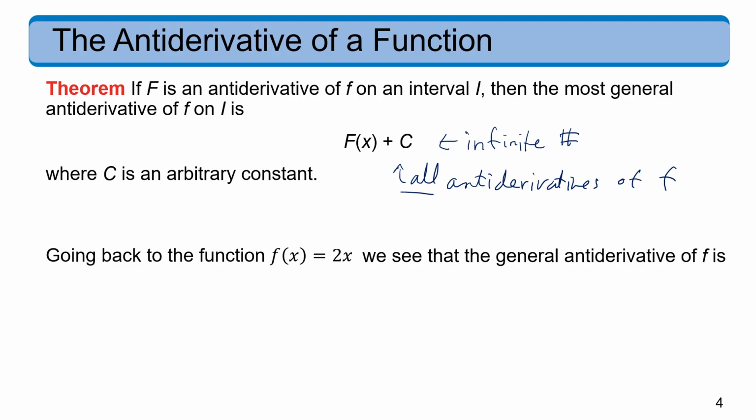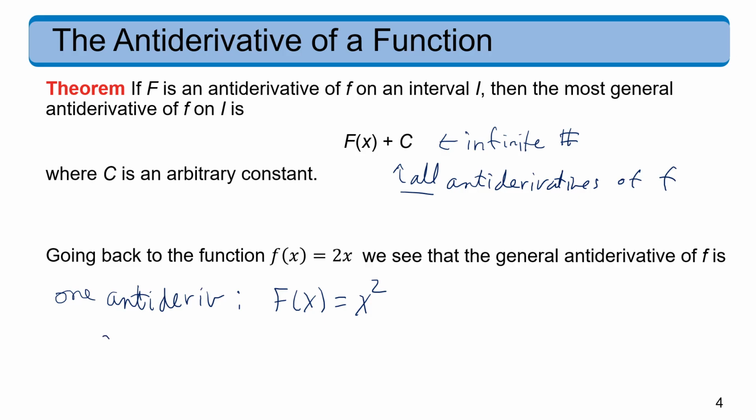You start by finding one, call it capital F, and then just put plus c at the end and you've got all of them. So let's go back to the example we did on the last slide, f of x equals 2x. We found one antiderivative, we called it capital F of x equals x squared. We found some others too, but that was one of them.